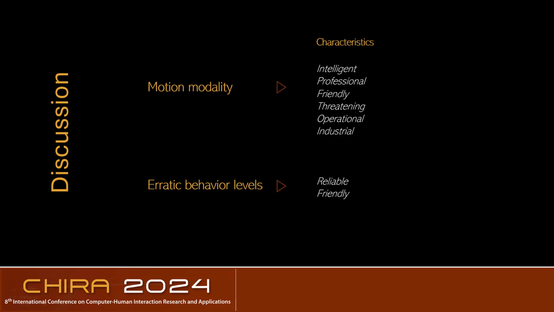Our findings suggest that motion modality significantly affects the attribution of characteristics such as intelligence and professionalism, while erratic behavior levels impact the perception of reliability and friendliness. In addition, we found these different modalities affect the user's perception of the motion flow and nature.